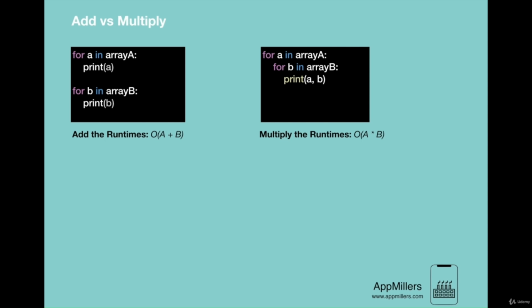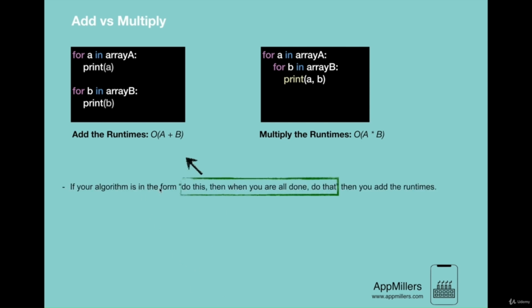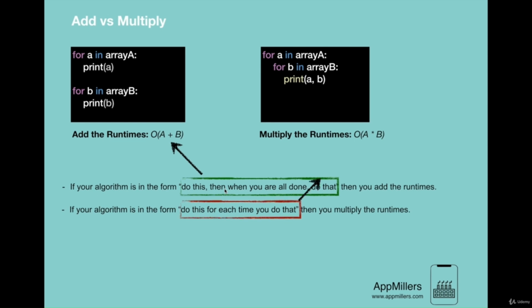In other words, if your algorithm is in the form do this, then when you are all done do that, then you add the runtimes. But if your algorithm is in the form do this for each time you do that, then you'll multiply the runtimes. Many students mix these conditions, and it's very easy to mess this up in an interview. So be careful about this.